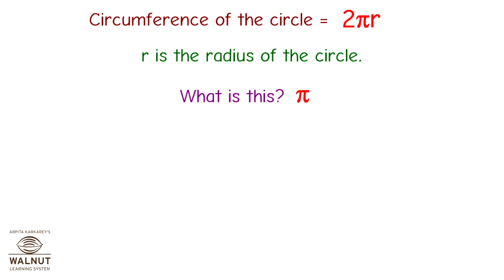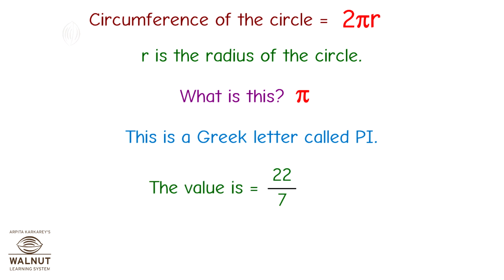What is this? Pi? This is a Greek letter called pi. It sounds like pie but without the e. It is not a variable. It has a value. The value is 22 divided by 7 if you think of it as a fraction. And if you want to think of it as a decimal, actually divide 22 by 7 and get the value. You will never actually finish the division. It goes on and on forever. But you can consider the value as 3.14. That is good enough for most of our calculations.